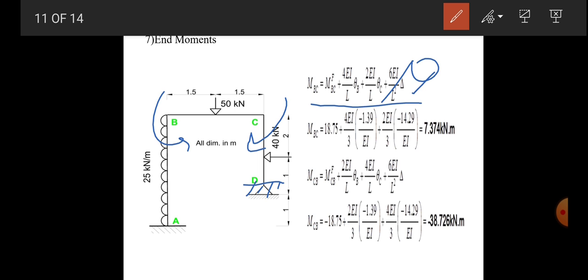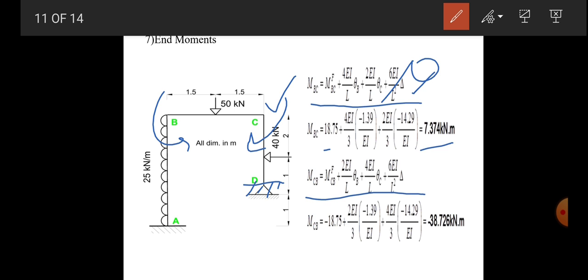So find out theta B and theta C values which were calculated earlier. Put them here, put MF for BC. We have 7.37 kilonewton meter. Now find out end moment for the beam BC at C.